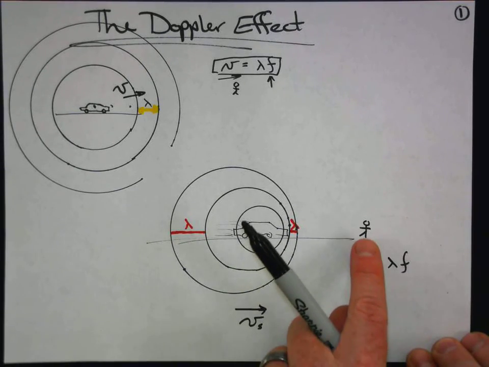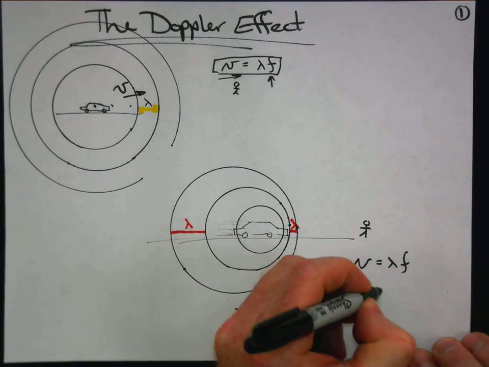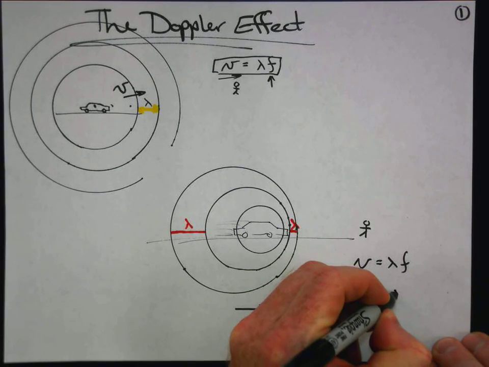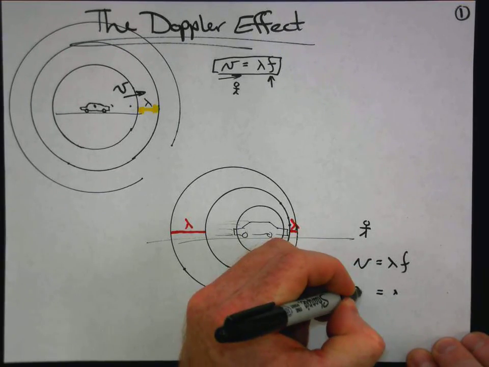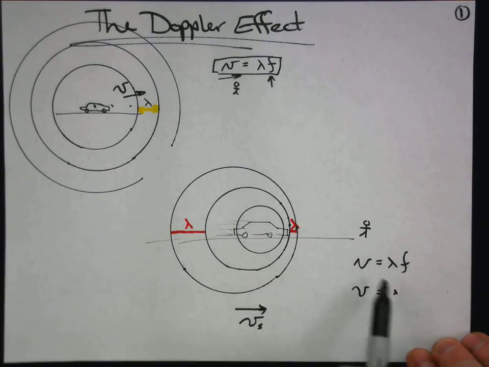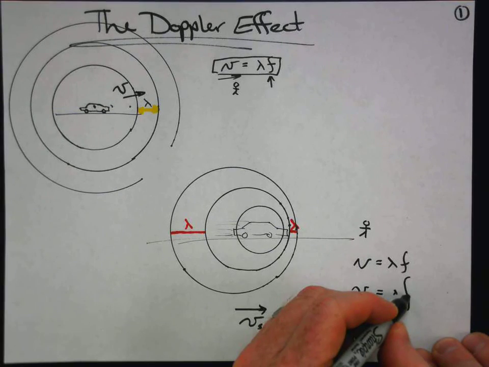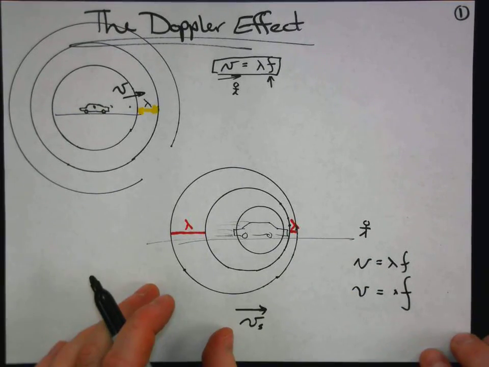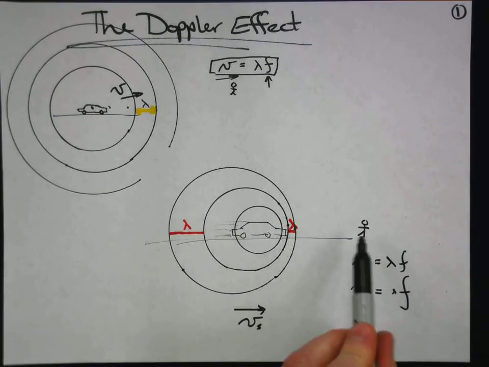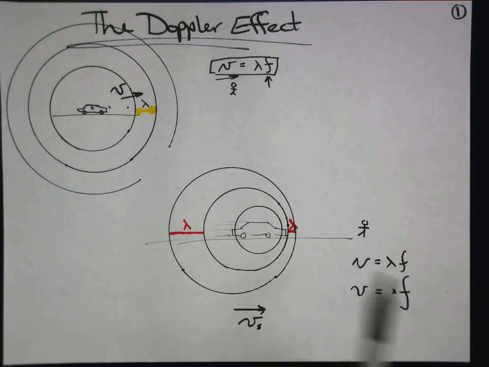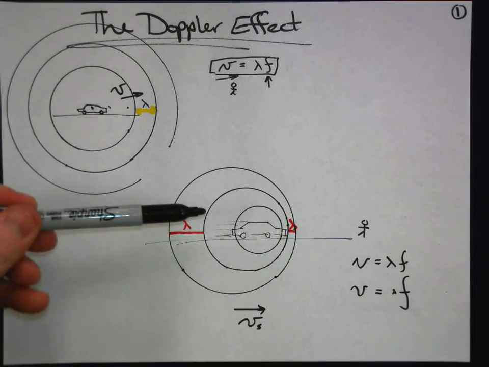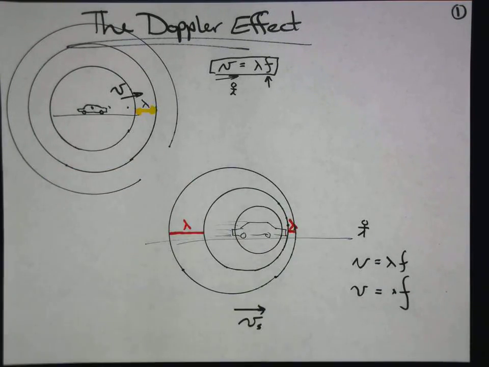Well, now this observer is detecting a smaller wavelength, right? So we have a teeny tiny wavelength right there. So to equate to the same speed of the wave with a smaller wavelength, there must be a larger frequency there, a higher frequency. So this observer is going to detect a higher pitch sound coming from the car as the car moves toward them.